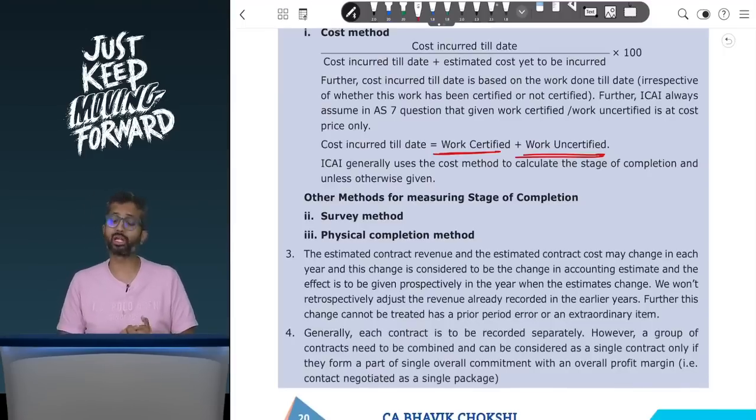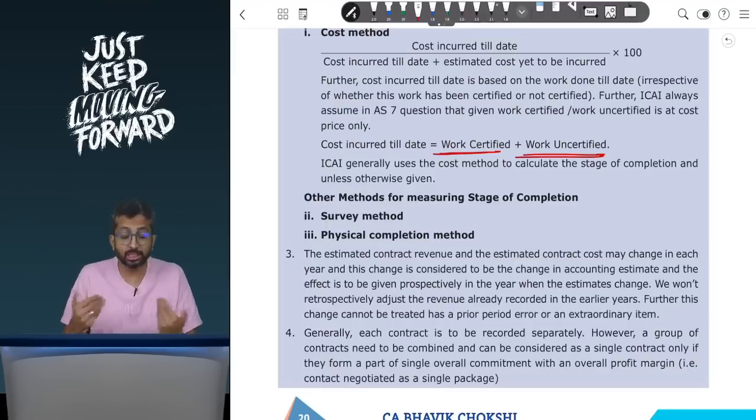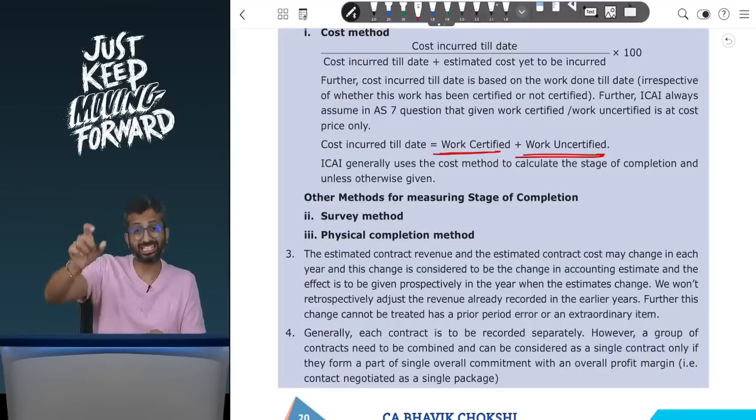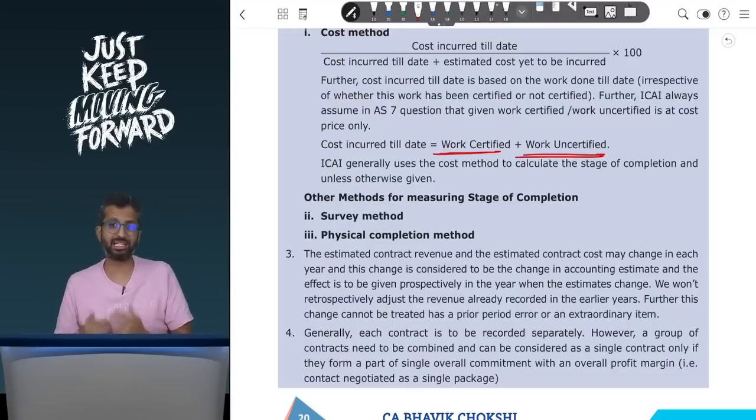Can the estimated contract revenue as well as estimated contract cost change? Yes, these are accounting estimates and they can very well change, and if they are changing, this is treated as a change in accounting estimate and will not have any retrospective impact. Whatever the changes are, they will be incorporated prospectively. How do you incorporate the changes? You always calculate the revenue to be recognized in the current year as revenue till date less revenue earlier recorded. Cost to be recognized is cost till date less cost earlier recorded, and that will give you a correct measurement for revenue or cost to be recorded in a particular year.